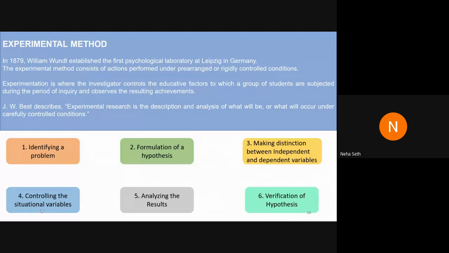In 1879, William Wundt established the first psychological lab in Leipzig in Germany. This is a city in Germany where the first psychological lab was established. This method consists of actions performed under some pre-arranged or rigidly controlled conditions. Since it is a lab, the conditions are under control.